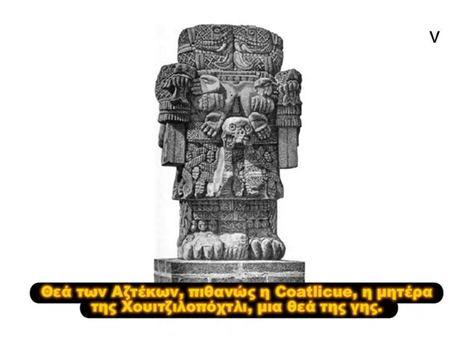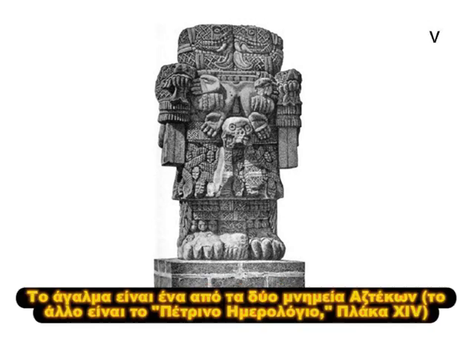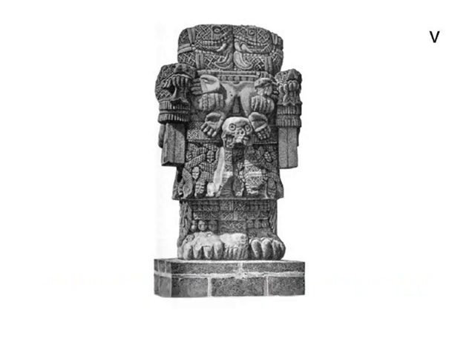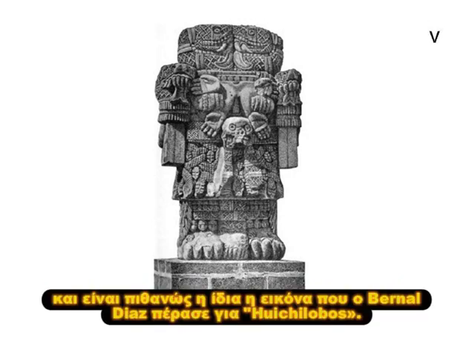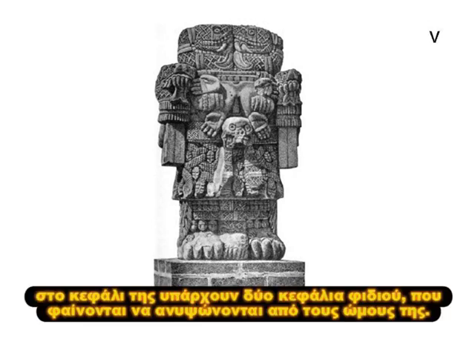Plate 5. Aztec goddess, probably Coatlicue, the mother of Huitzilopochtli, an earth goddess. The statue is one of two Aztec monuments, the other being the calendar stone, plate 14, discovered under the pavement of the principal plaza of Mexico City in 1790, and is possibly the very image which Bernal Diaz mistook for Huitzilopochtli. The goddess wears the serpent apron, and carries a death's head at the girdle. Her own head is formed of two serpent heads, rising from her shoulders.